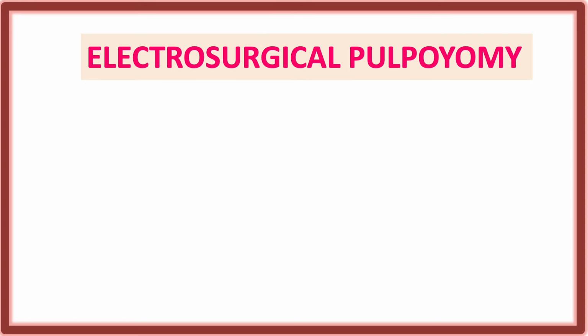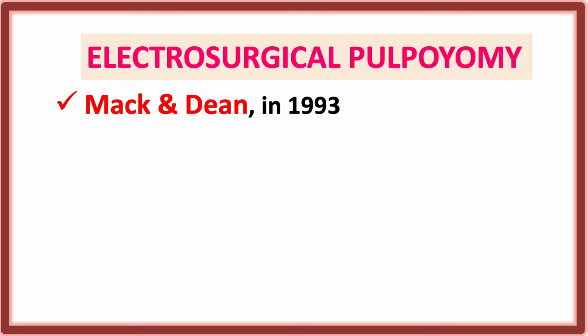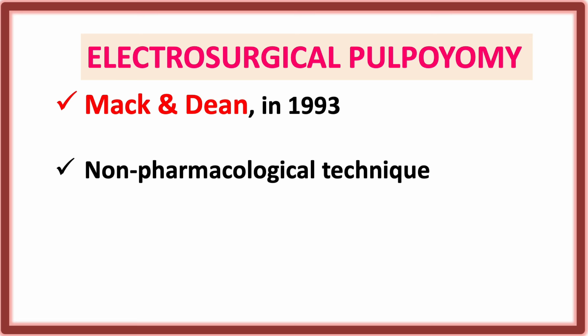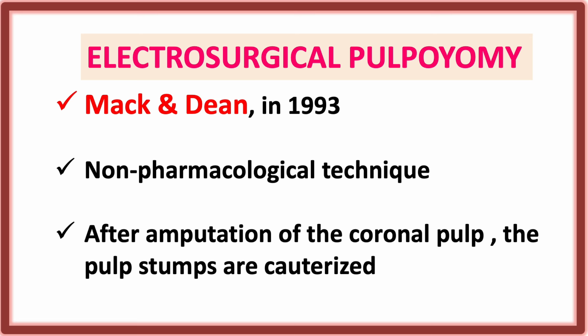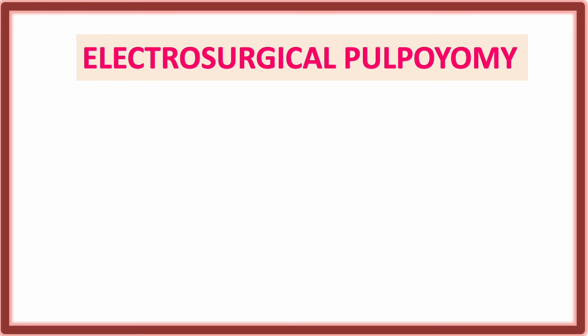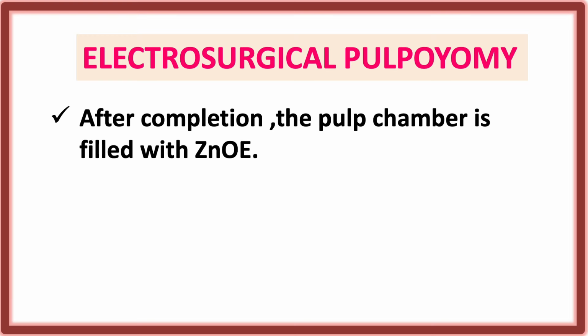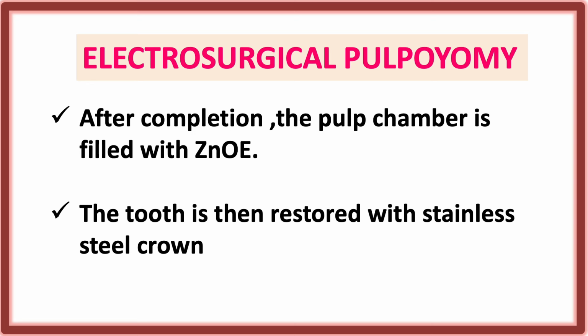Now, electrosurgical pulpotomy. What is this? It was given by Mack and Dean in 1993. This is a non-pharmacological technique. We are not going to use any medicine in this technique. After amputation of the coronal pulp with the electrosurgery, the pulp stumps are cauterized. We are using electrodes to cauterize the pulp stumps. We are not going to use any kind of medication or dressing in electrosurgical pulpotomy. After completion, the pulp chamber is filled with zinc oxide eugenol paste and then restored with SS crown.